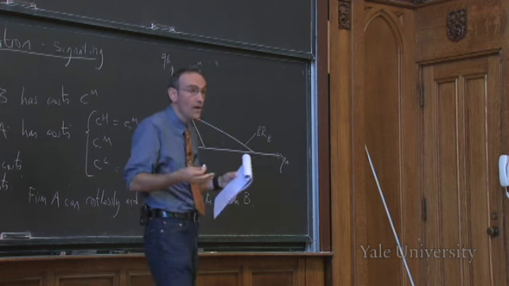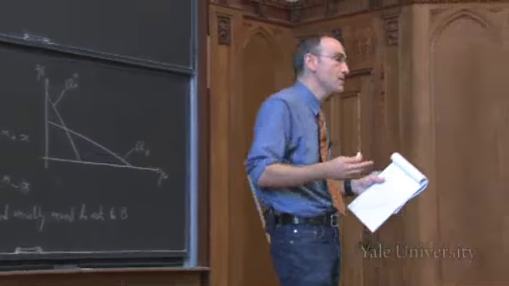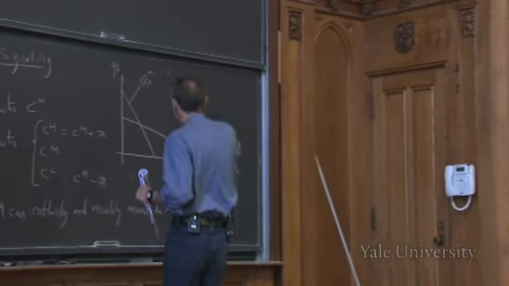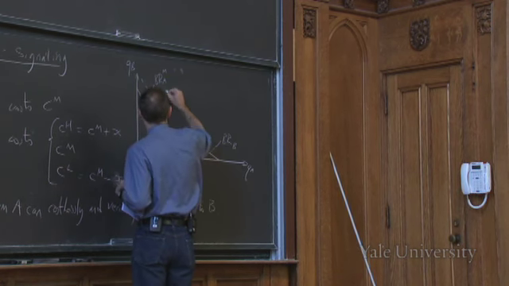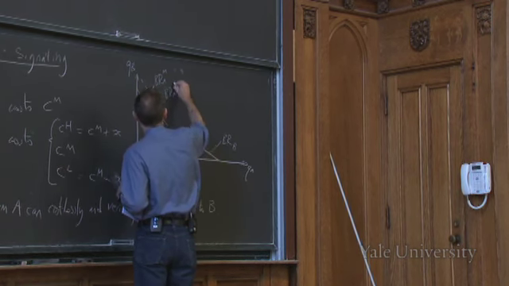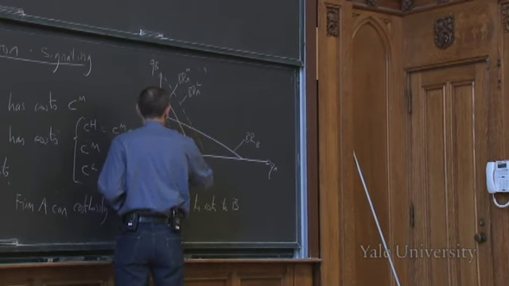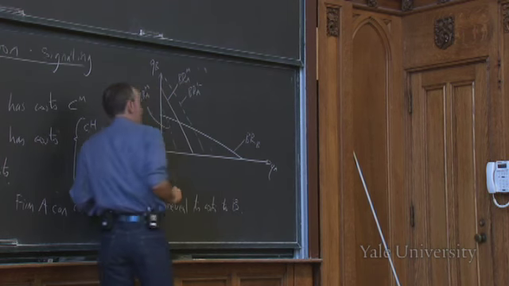But if it had lower costs, what would happen to that reaction curve? Would it shift in? Would it tilt? What would happen to it? Someone shout it out? It would shift out. Or if it had lower costs, then it would shift out. So this would be the best response for firm A in the low case. And conversely, this would be the best response for firm A in the high case.